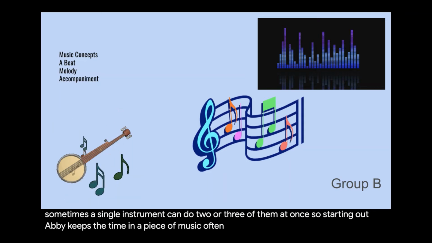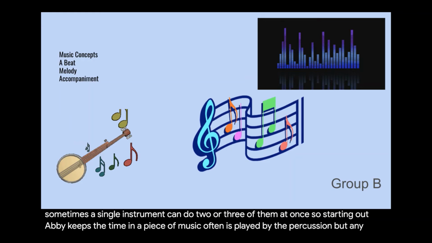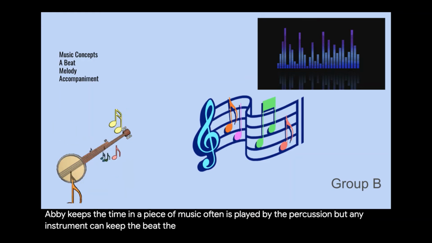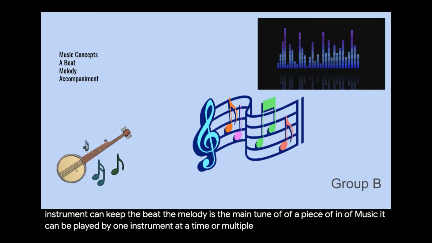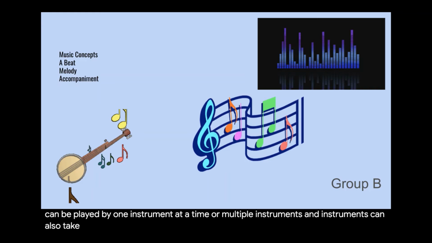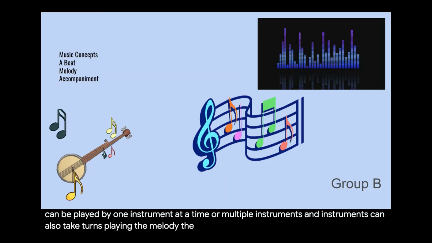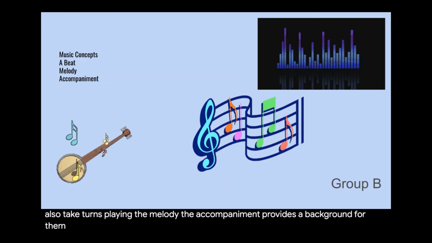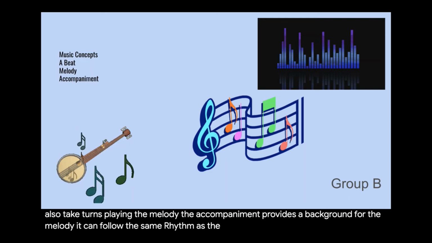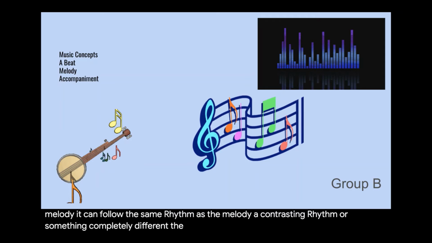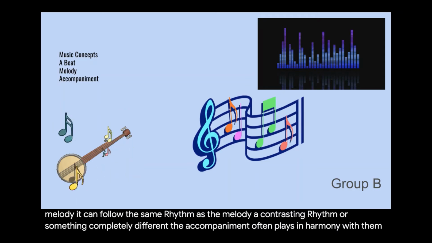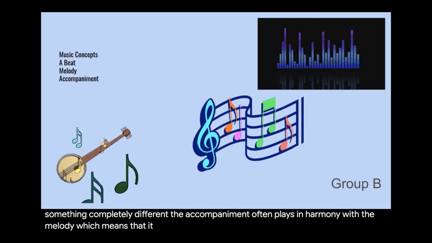Often it is played by the percussion, but any instrument can keep the beat. The melody is the main tune of a piece of music. It can be played by one instrument at a time or multiple instruments, and instruments can also take turns playing the melody. The accompaniment provides a background for the melody. It can follow the same rhythm as the melody, a contrasting rhythm, or something completely different. The accompaniment often plays in harmony with the melody, which means that it plays notes that support the melody.